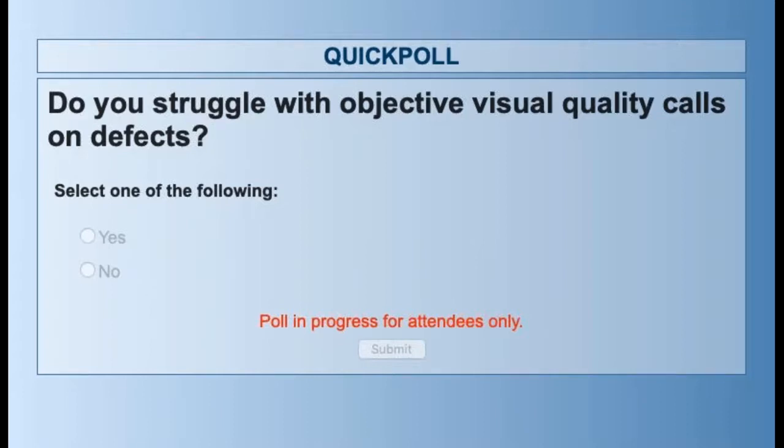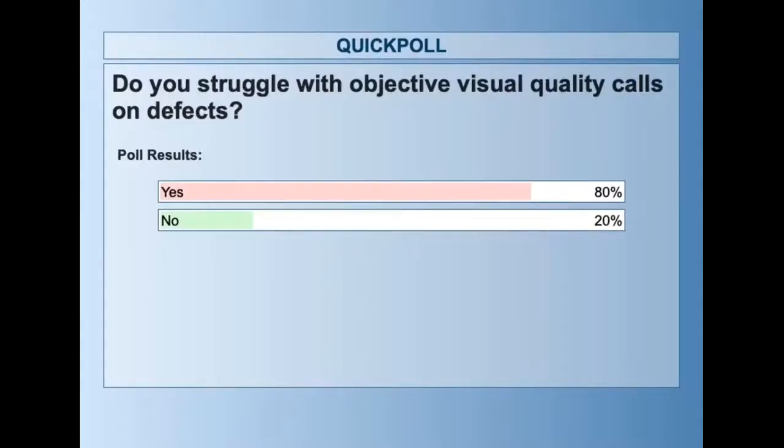So I'm going to close the poll here, and the results are yes. 80% of you said yes, you do struggle with some of this. 20% say that you do not have any issues with independent quality inspection.